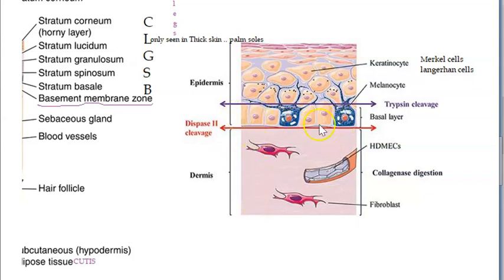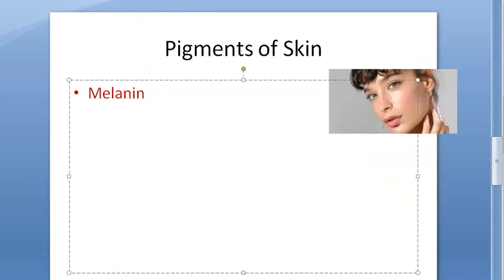In the basal layer, where all this germination is happening, this is the germinative layer, right? This is where you are seeing what is called a melanocyte, from which you are getting this pigment melanin, isn't it? So melanin is one of the pigments. It is brown in color, present in the germinative zone of the epidermis.